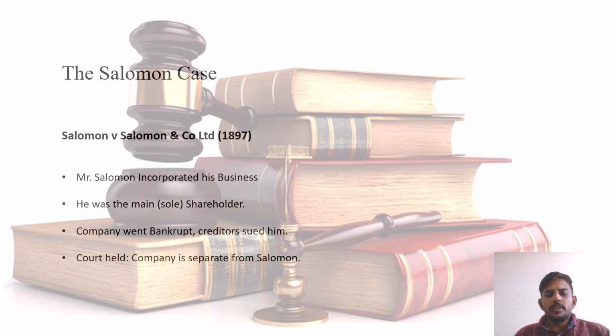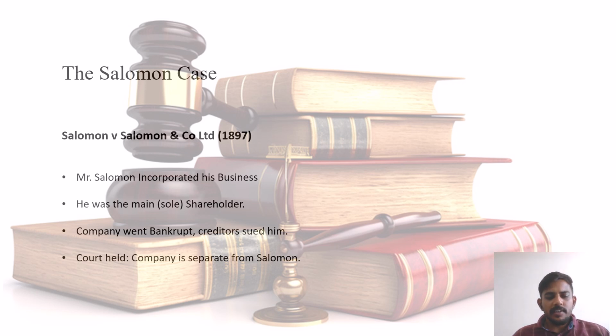Mr. Salomon incorporated his business. This established the initial action taken by Mr. Salomon. He was previously running his business as a sole trader and decided to convert it into a limited liability company. This process of incorporation is central to the case. The next point is that he was the main shareholder. This highlights a crucial aspect of the company structure.